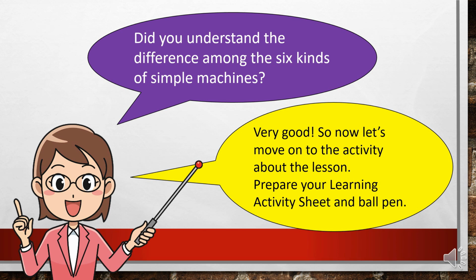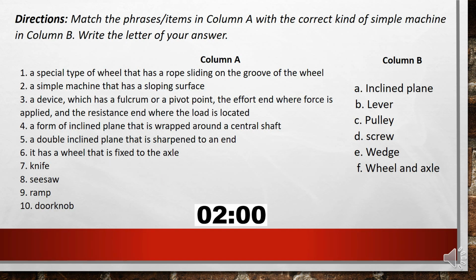Prepare your learning activity sheet and ball pen. Let us read the directions. Match the phrases or items in column A with the correct kind of simple machine in column B. Write the letter of your answer. Number 1, a special type of wheel that has a rope sliding in the groove of the wheel. Number 2, a simple machine that has a sloping surface. Number 3, a device which has a fulcrum or a pivot point, the effort end where force is applied and the resistance end where the load is located.